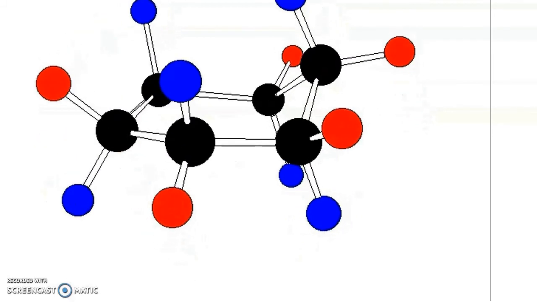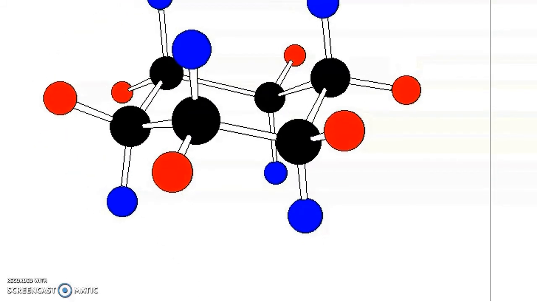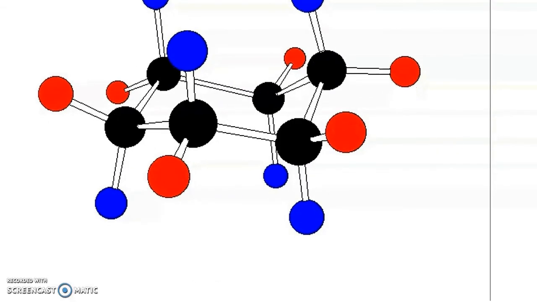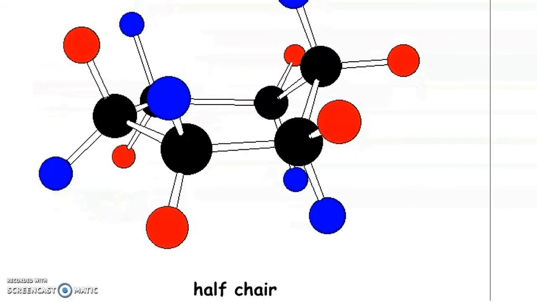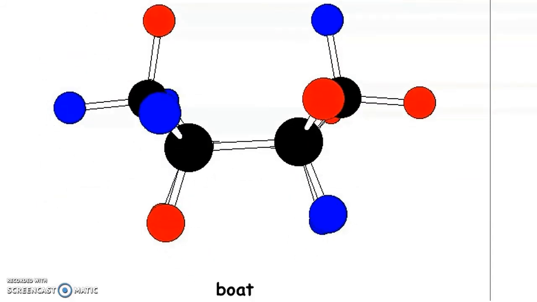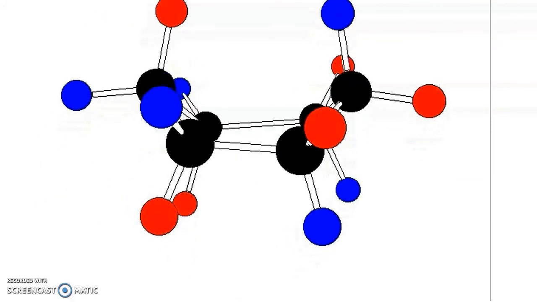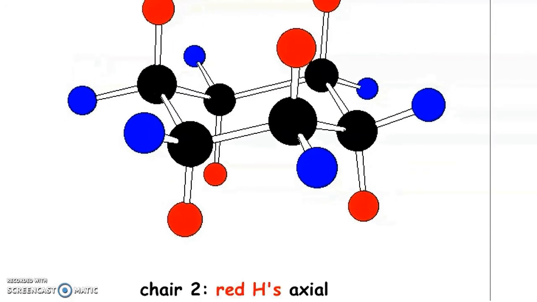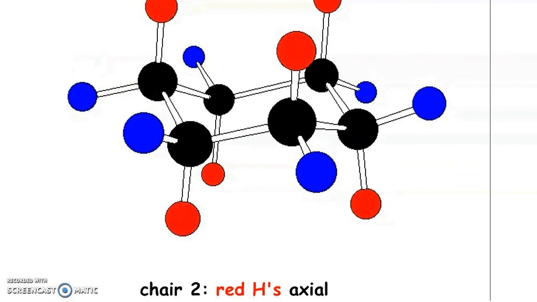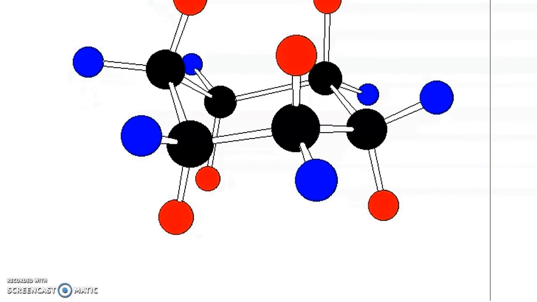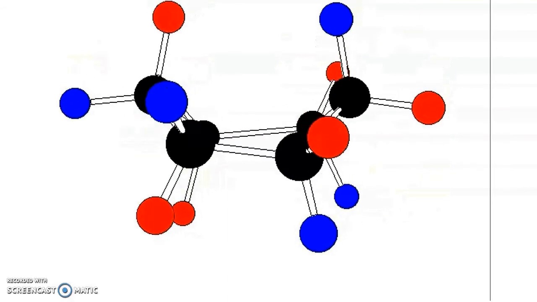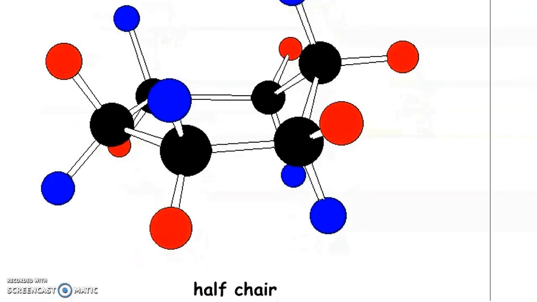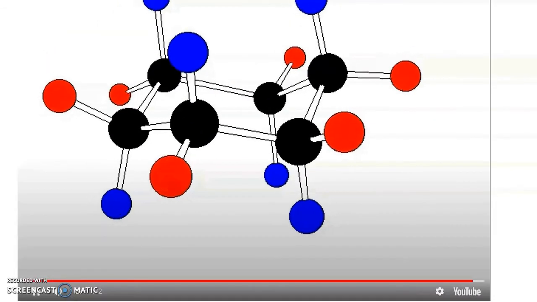Alright, once more let's see. Let's have a chair here. Yeah, this is chair form. Start with chair, then goes to half chair, then to twist boat, then to boat, again twist boat, half chair, and then chair. So that's the cycle, or that's the route which the molecule, cyclohexane, takes to have the interconversion, chair to chair. We call it chair to chair interconversion.